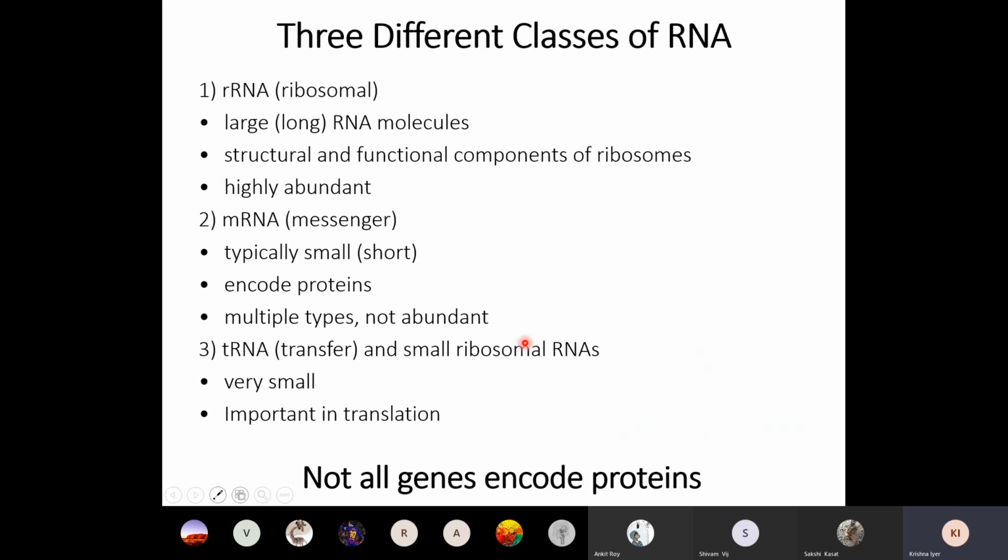Now, relatively speaking, ribosomal RNAs are typically large or long. They are very abundant and they are a component of ribosomes. So they play a role in protein synthesis.